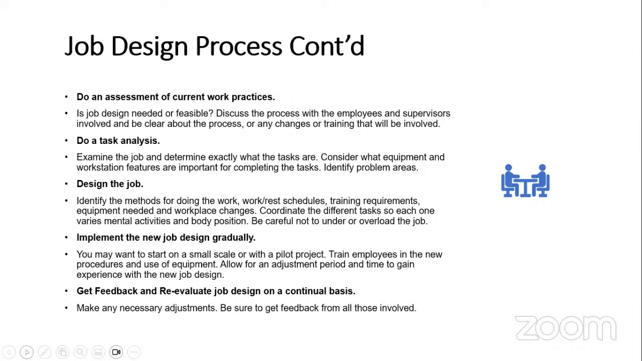You can permit learning on the job in order to increase the productivity of the person involved with that particular role. Get feedback and reevaluate job design on a continual basis. Make any necessary adjustments. Be sure to get feedback from all those involved, because feedback is an indicator to know the process to follow, what to eliminate, adjust, or increase.